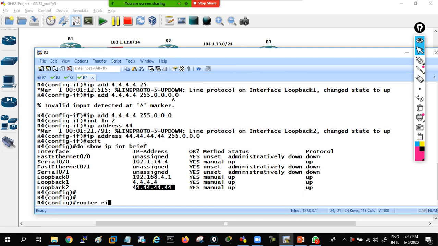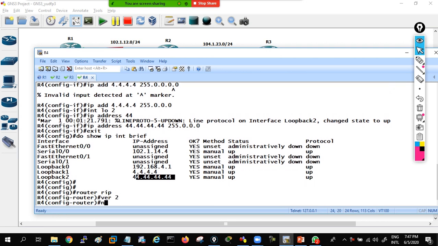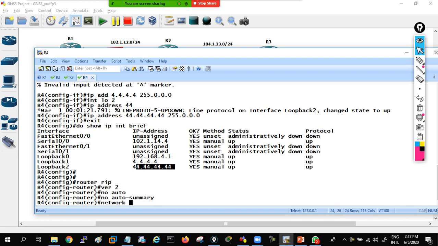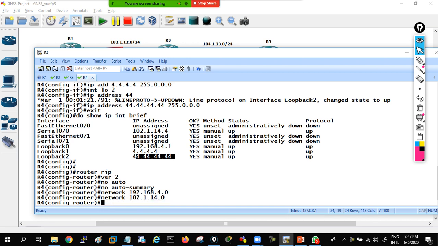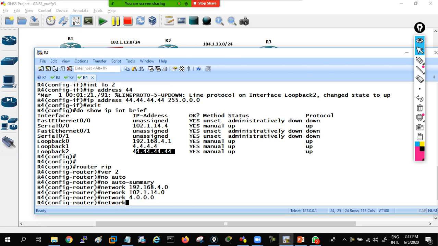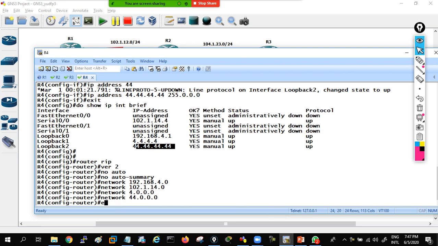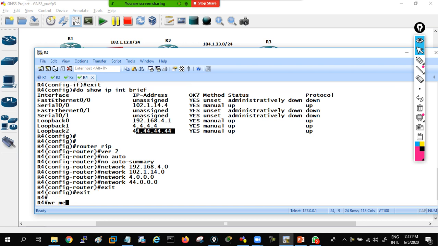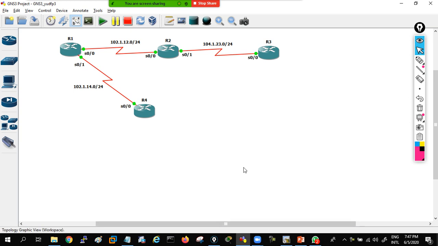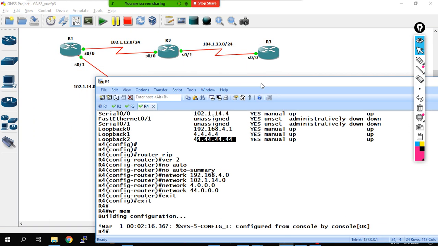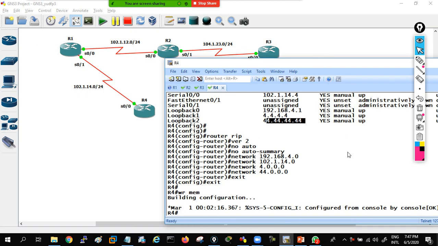Router RIP, version 2, no auto-summary, network 192.168.4.0, network 102.1.14.0, network 4.0.0.0, network 44.0.0.0. Everybody is clear? Everybody is clear? And let's go to router 1 and advertise those networks. Then see the fun. Go to router 1, everybody.